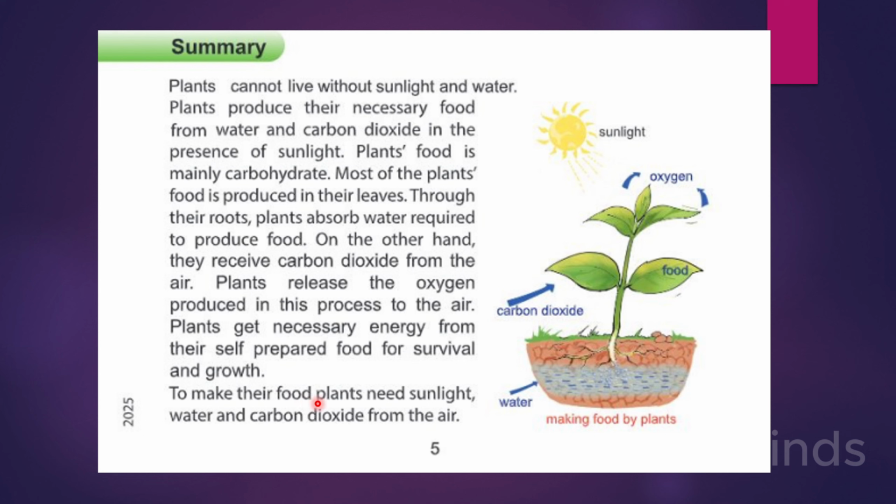To make their food, plants need sunlight, water, and carbon dioxide from air. See the picture. It is the process of the making of food by the plants.